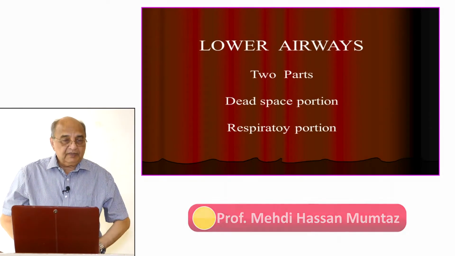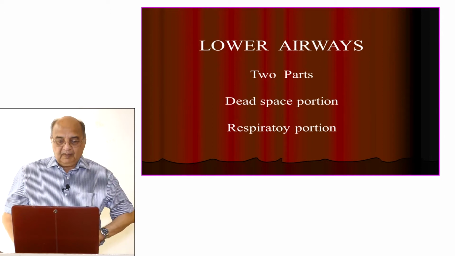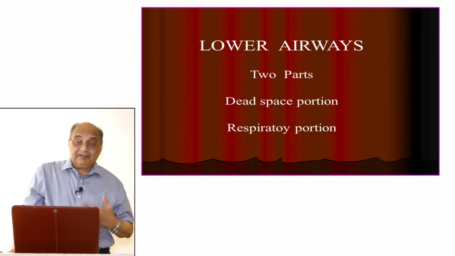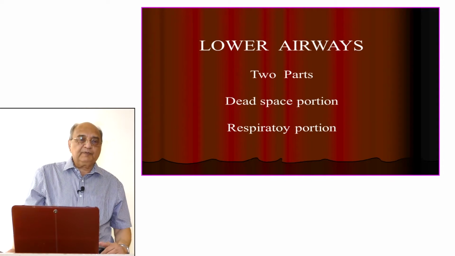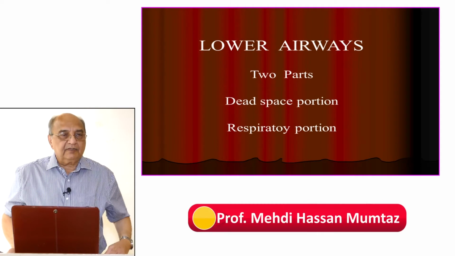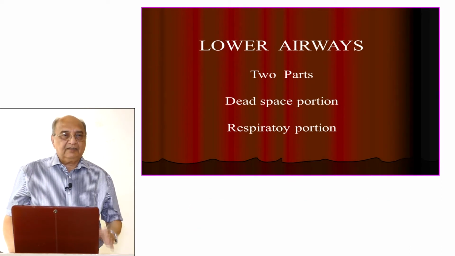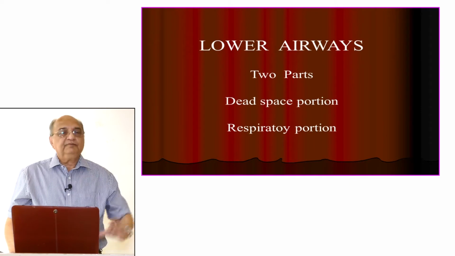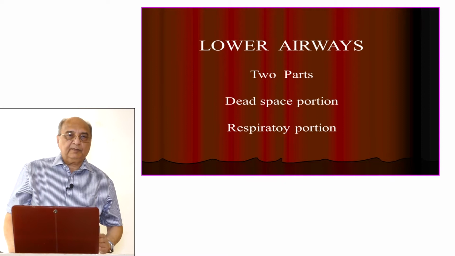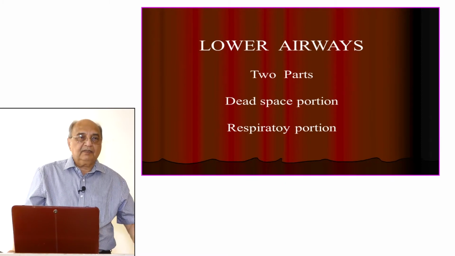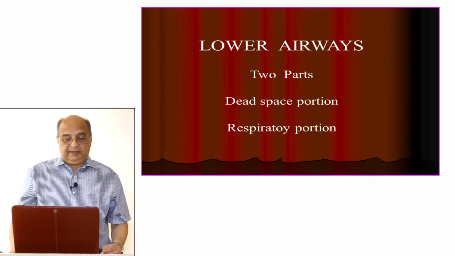Now, lower airways have two parts. Lower airways start from the cricoid cartilage below, up to the 16th or 17th generation, which is called the respiratory bronchiole. These are only a conducting tube. And from the respiratory bronchiole up to the alveoli, this is called the respiratory unit, where the gas exchange takes place.